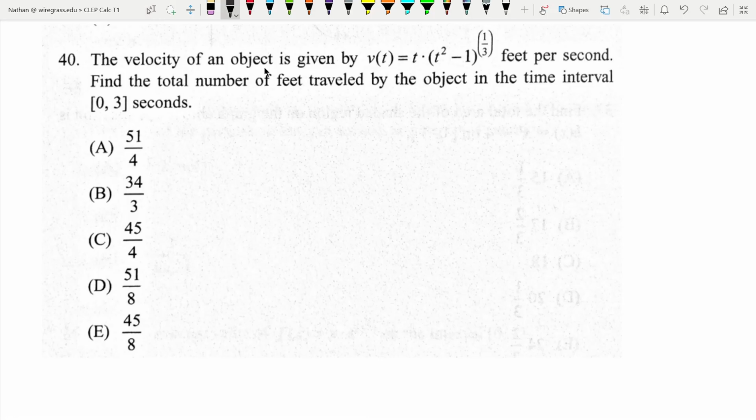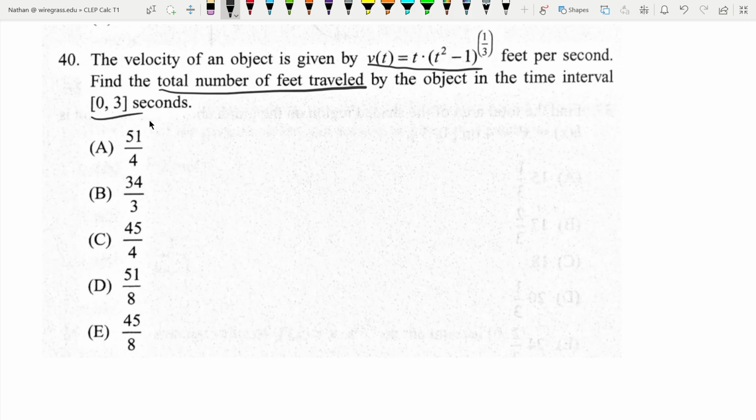Okay, we've got a velocity of an object given by this velocity function here, and we're asked to find the total number of feet traveled by the object in this time interval. And you actually have to be a little careful here because it says the total number of feet traveled. That could be both in the positive direction and the negative. So what you would want to do is take the definite integral from 0 to 3 of this function.